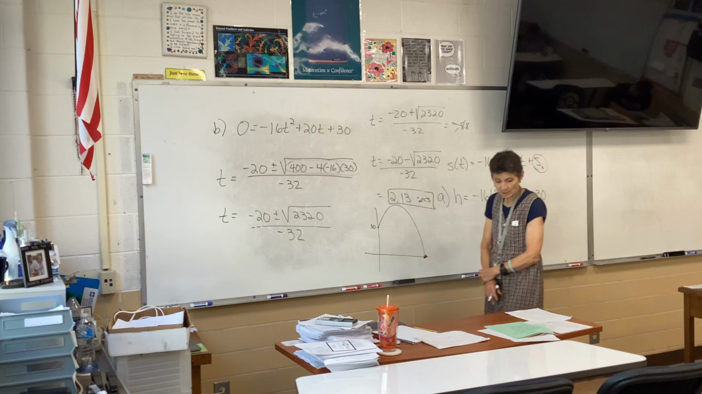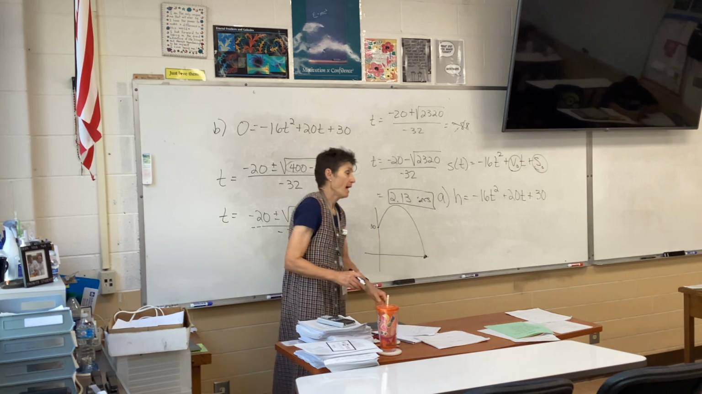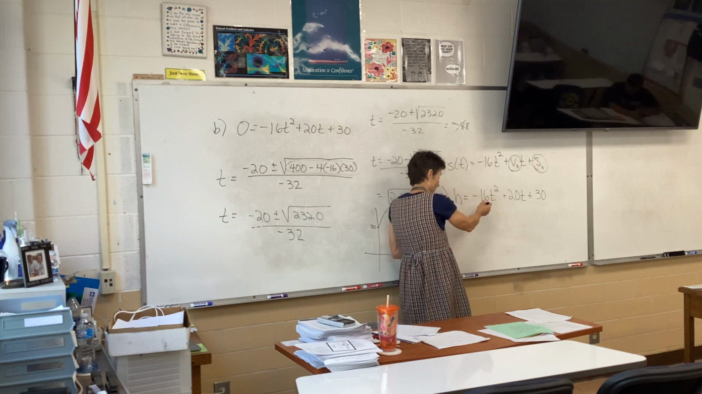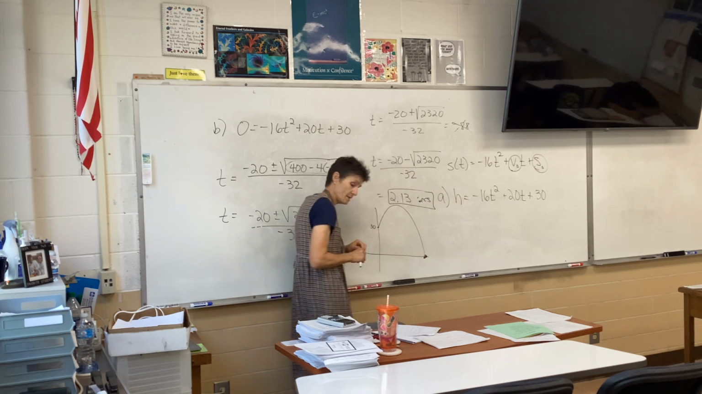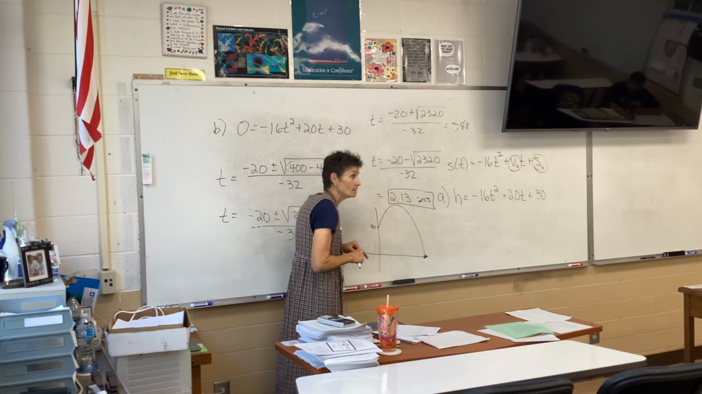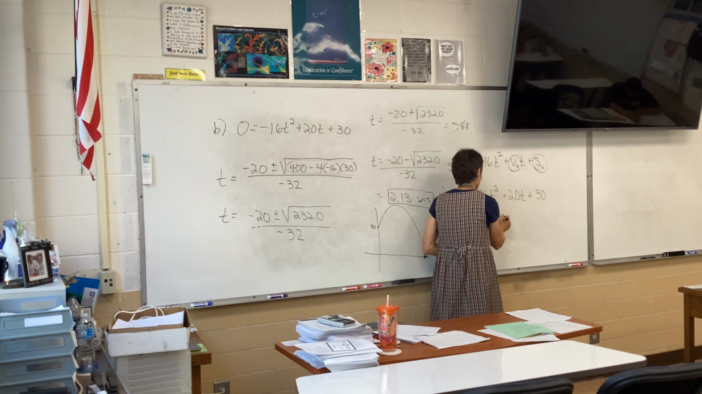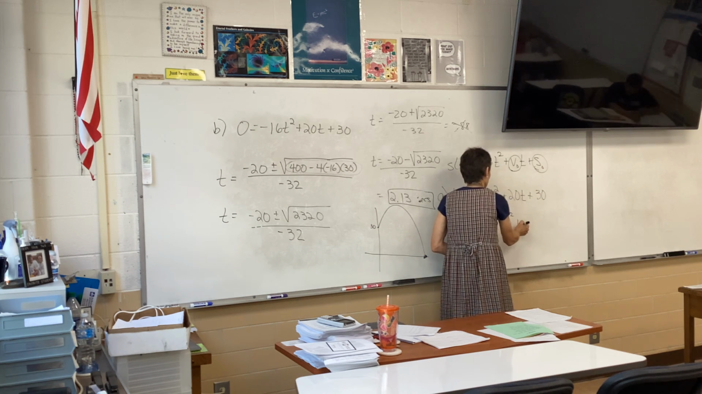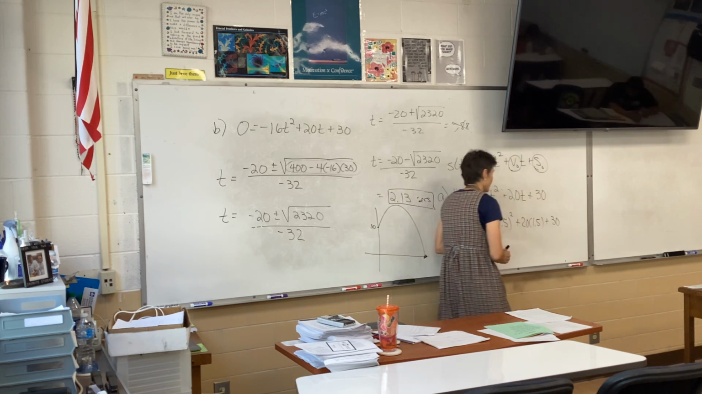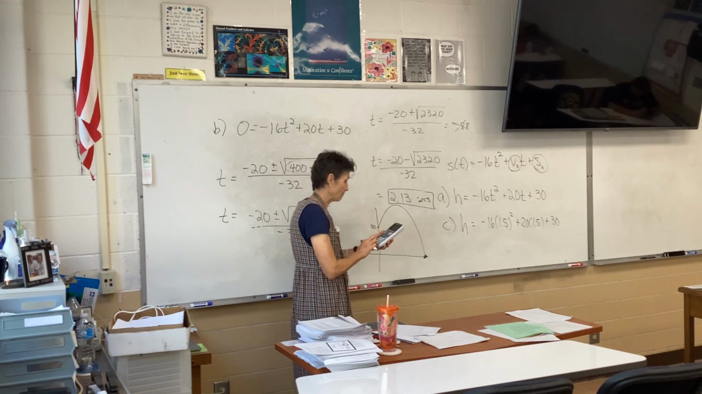All right, last question on this one. How high is the ball after 1.5 seconds? Now remember, this is your equation right here. What are you going to do with the 1.5? Plug it in for t. So it's just going to be negative 16 times 1.5 squared, plus 20 times 1.5, plus 30. That's it. Just plug in 1.5 for every t.